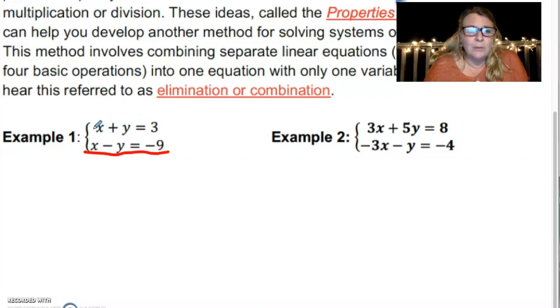We want one of the variables to eliminate. So we'll add our x's together. 1 plus 1 is 2x. Then we have a positive 1 minus 1, which is 0, so 0y you don't have to write down. That would be redundant. Then you have your equal sign, and then 3 minus 9. 3 minus 9 is negative 6.